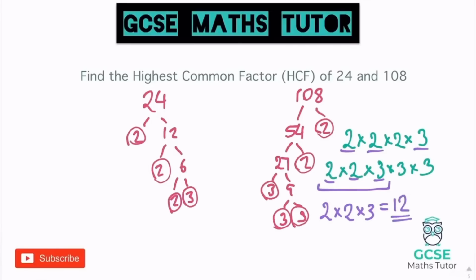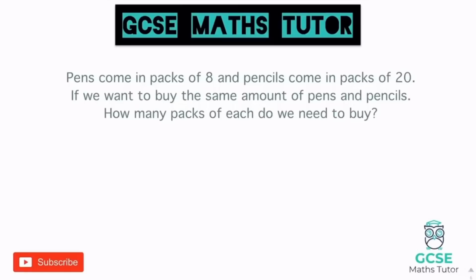So our highest common factor there is 12. Okay, so it does take a little bit longer, but it does help just to avoid missing any of those factors that we might have done when we were writing a list. So pens come in packs of 8 and pencils come in packs of 20. If we want to buy the same amount of pens and pencils, how many packs of each do we need to buy? So again, we've got pencils come in 20 and pens come in packs of 8.